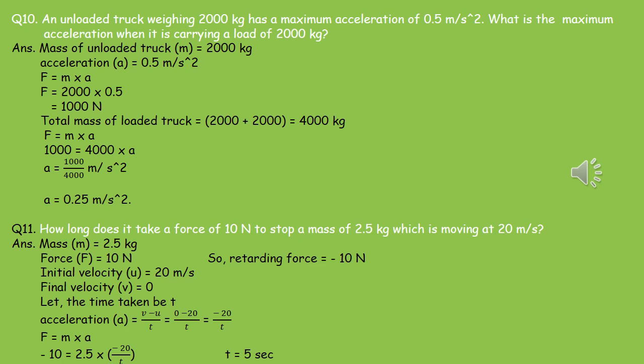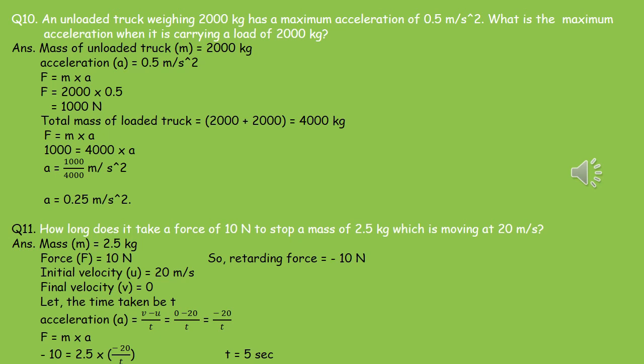Let us start with the given data. Mass m is equal to 2.5 kg. Force F is equal to 10 Newton. So here we have to assume, as because the body is stopping, it is given in the question. So the force will be taken as retarding force, and if applied force is 10 Newton, the word retarding means the force is applied in opposite direction to stop the motion.